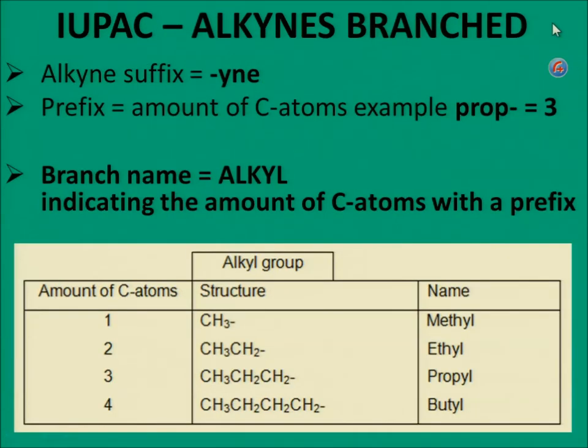Naming alkynes. The alkyne suffix is -yne. Therefore, at the end of the name, you get -yne. The prefix is again prop, for example, 3 carbons. And then you can have alkyl groups.